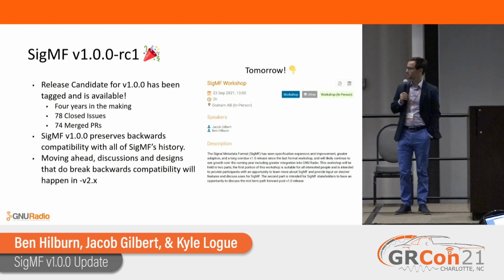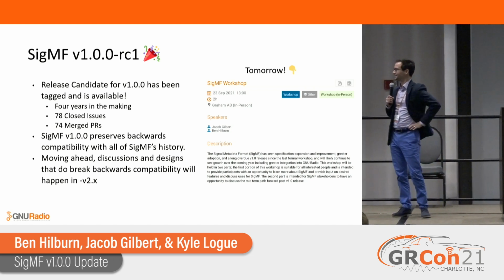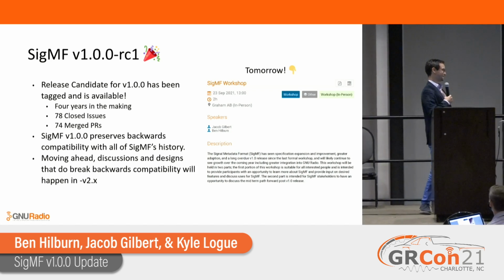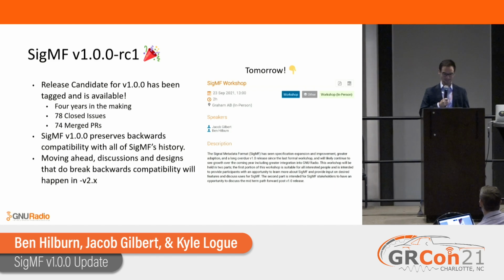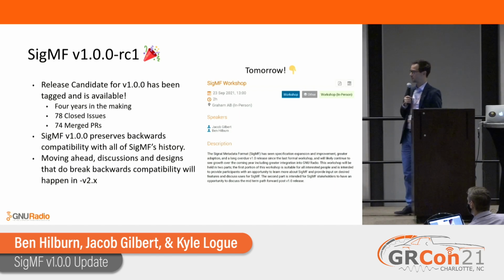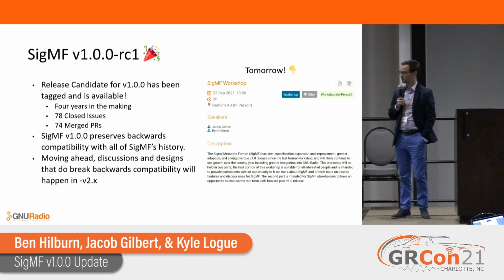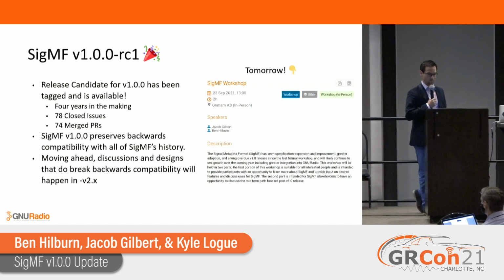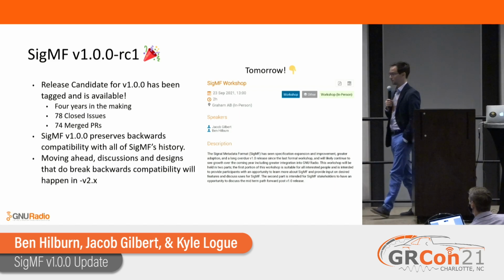So to actually get right into what we want to talk about, we have officially tagged SigMF version 1.0.0 with semantic versioning. You can clap. Release candidate 1. I appreciate the golf clap. So this has been 4 years coming. We've closed a lot of issues and merged a lot of PRs from a lot of different places, and it's a pretty big deal.